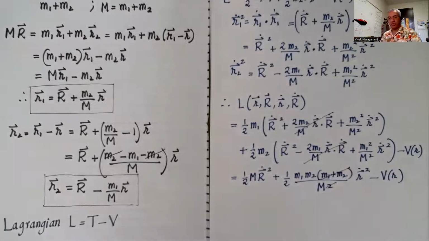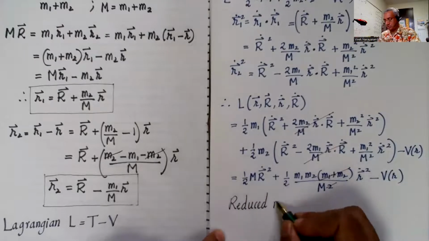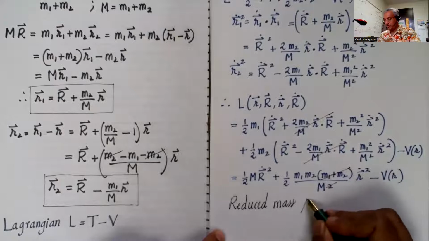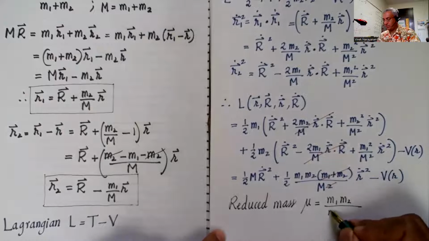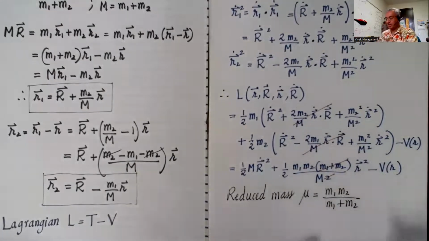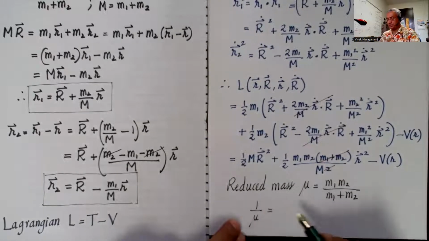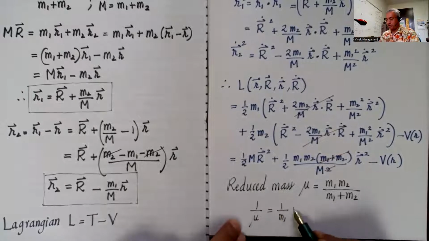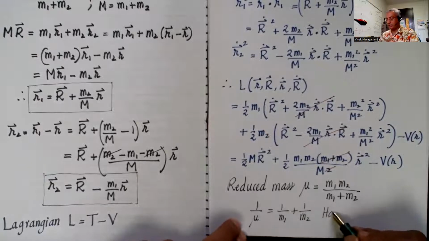And then I have this all-important quantity known as the reduced mass of the system. The reduced mass mu is m1 m2 over m1 plus m2. In a two-body problem, you always end up getting the reduced mass. The word reduced mass comes because the reduced mass satisfies the following equation: 1 over mu is 1 over m1 plus 1 over m2. In other words, it's the harmonic mean of the two masses.